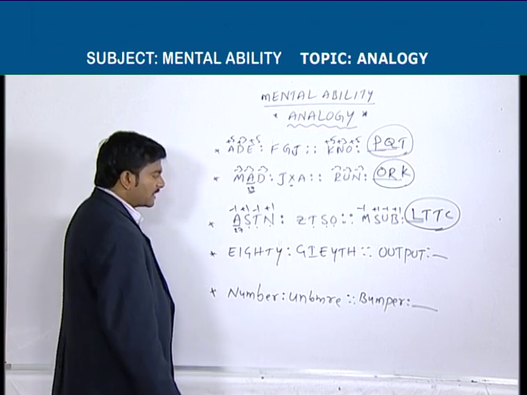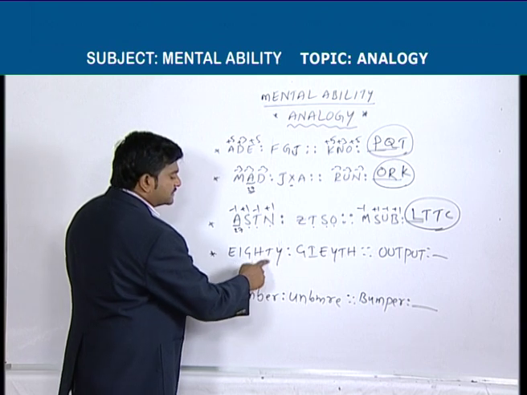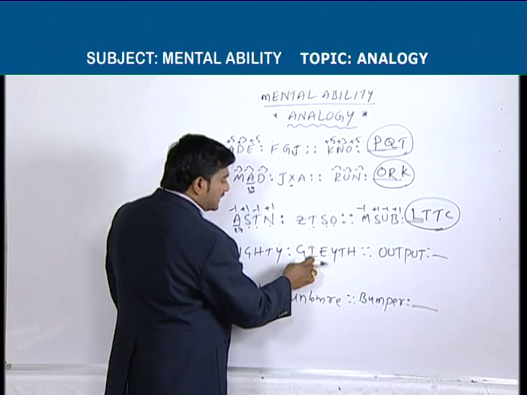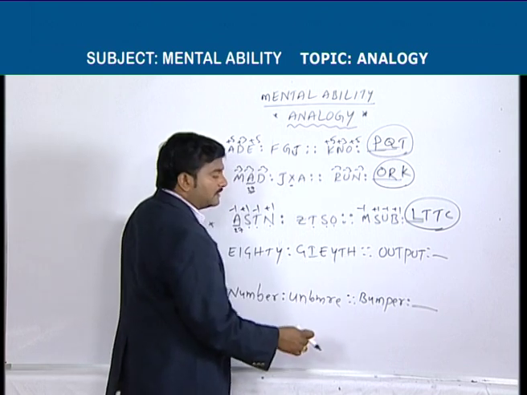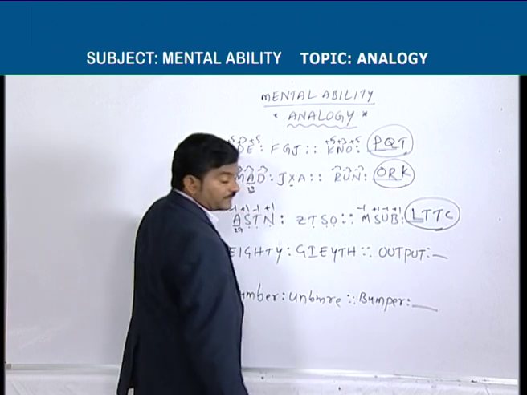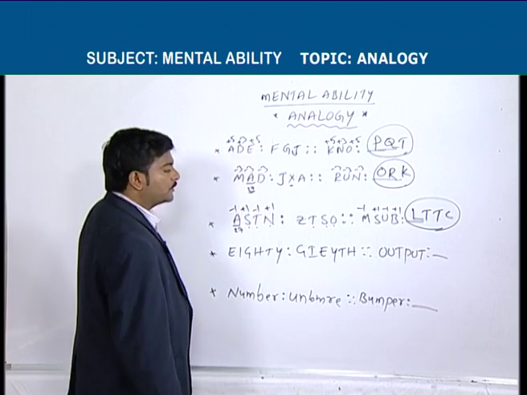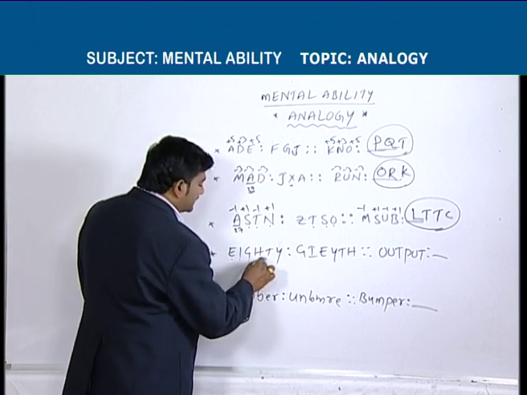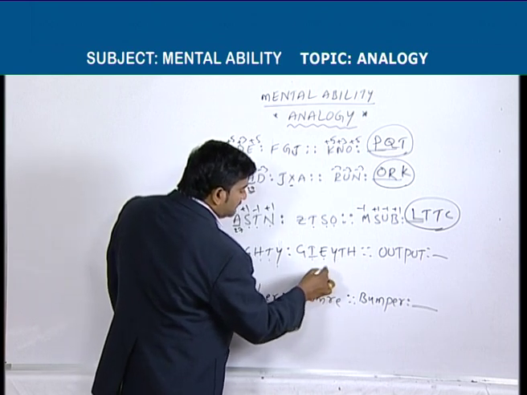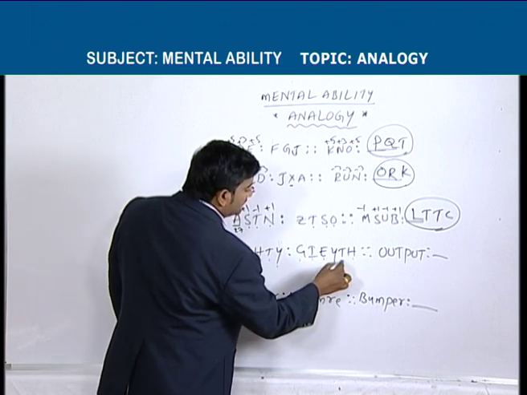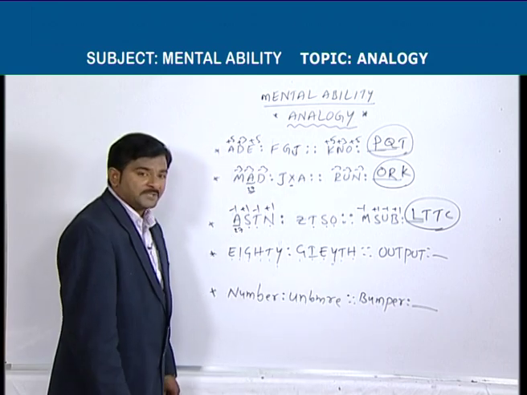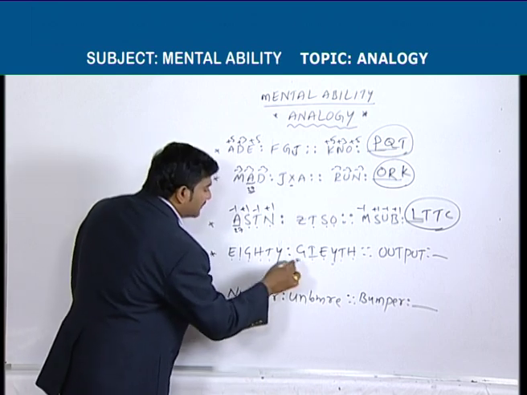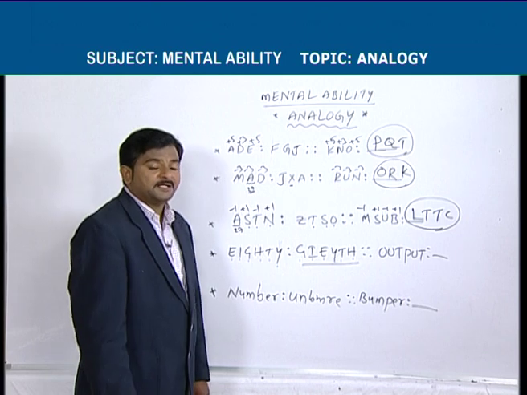See, observe here. Next example is, E is written as GIEYTH. Then what about OUTPUT? This one thing is very clear. What does it mean? 80 is having 6 letters. The same letters are appearing here also, but they are written in a different order.